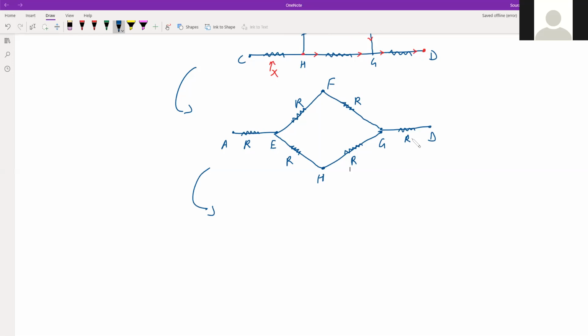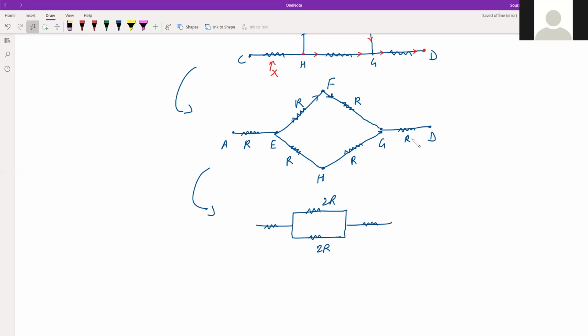how much? R and R. There is no division of current. So if there is no division of current, that means EF, these two R's are in series. Same way the bottom R's are in series. So this is actually like this. So there is a 2R here, there is a 2R here, R here, and R here.